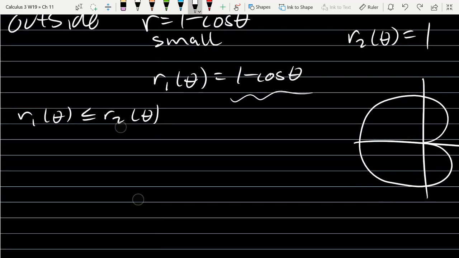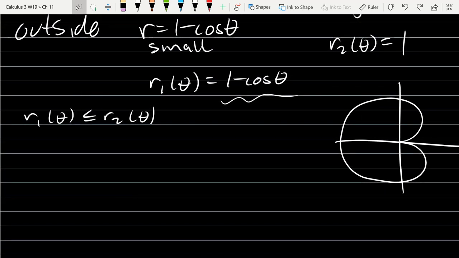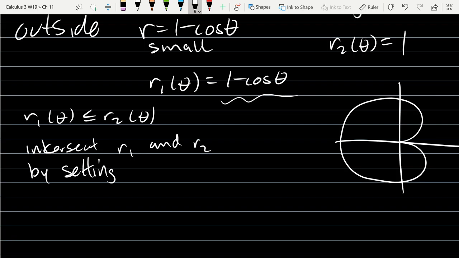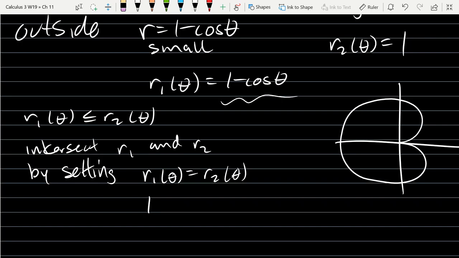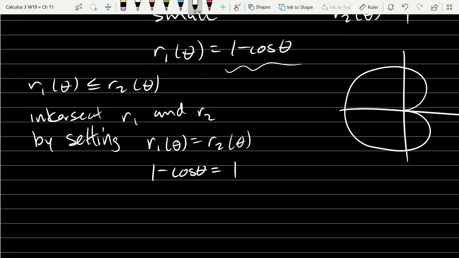How do I intersect two equations? I want to find theta values that have the same r value. So what can I do with R1 and R2 of theta? Set them equal, and figure out what theta gives me the same radius for both. So I want to intersect R1 and R2 by setting R1 of theta equal to R2 of theta. R1 of theta is 1 minus cos theta, and R2 is 1. So we can add cos to the other side and subtract 1, and we get 0 equals cos theta.